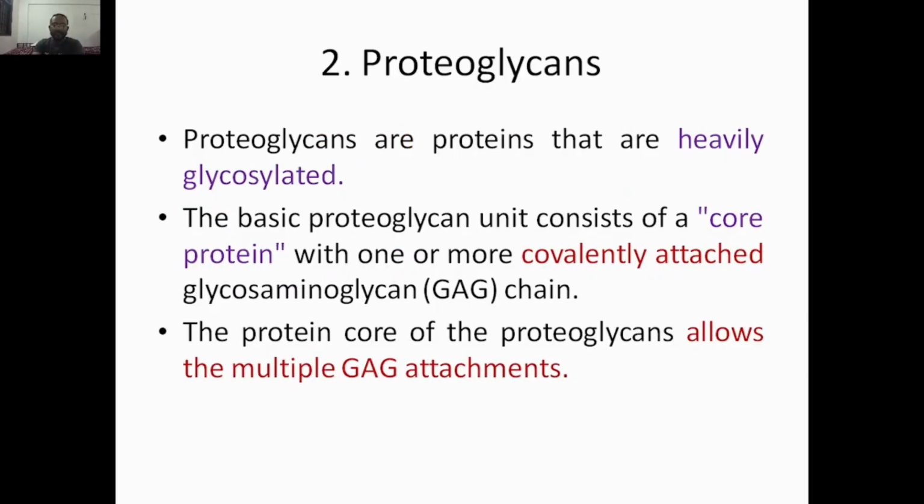Now proteoglycans. Proteoglycans are proteins that are heavily glycosylated, and that's why they are called proteoglycans. The basic proteoglycan unit consists of a core protein. Definitely the protein will be the major part, and the other part will be the glycans, with one or more covalently attached glycosaminoglycans, that is GAG. So we have GAG in proteoglycans too. The protein core of the proteoglycans allows multiple GAG attachments, so a number of GAGs can attach to the proteoglycan.